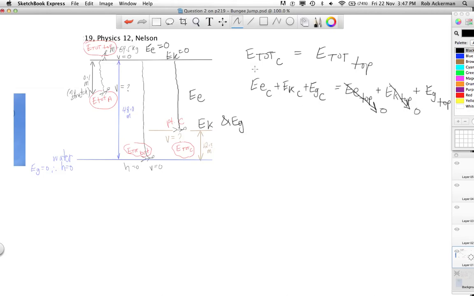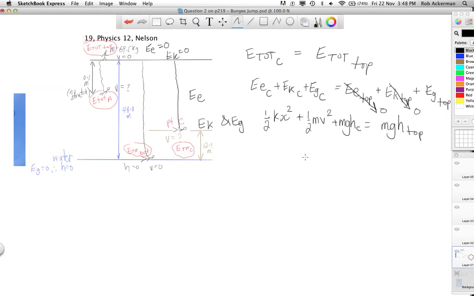Okay. Now, E elastic, the formula for that is a half kx squared. The formula for kinetic is a half mv squared. And the formula for gravitational is mgh. On this side, all we're left with is mgh. And we don't want to confuse this h with that h. So this is the h at point C, and this is the h at the top.